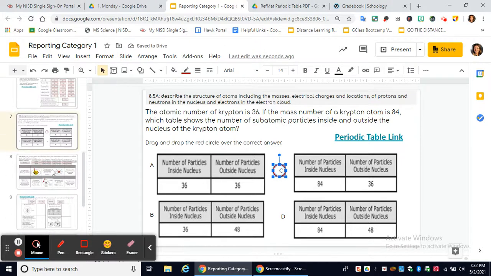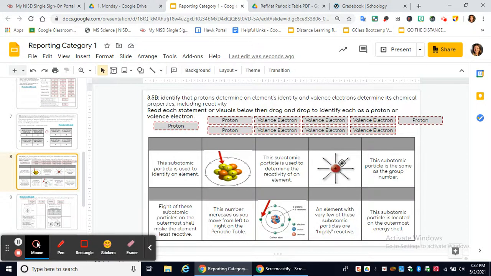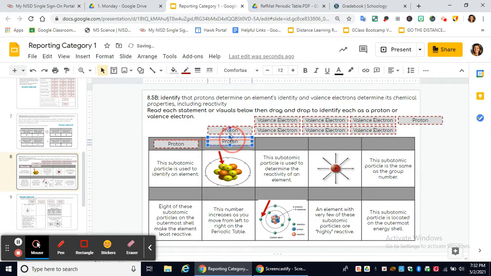All right, and going to the next slide, we're going to drag and drop the descriptors. It says this subatomic particle is used to identify an element. Your protons identify an element. Here they're pointing to the positive particles. Your positive particles are protons. This subatomic particle is used to determine the reactivity of an element. That's going to be your valence electrons. The electrons in the outermost shell are your valence electrons. Here, that's a positive proton.